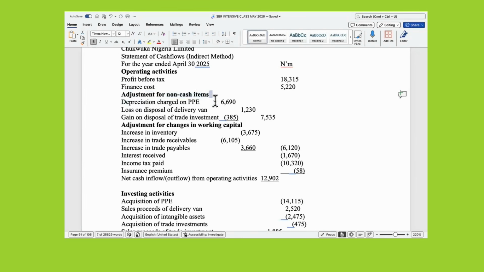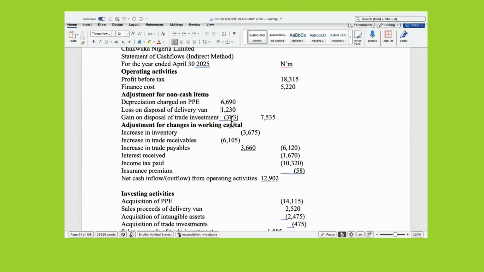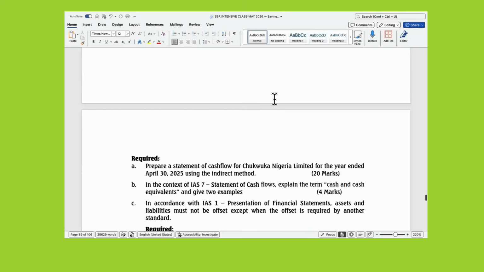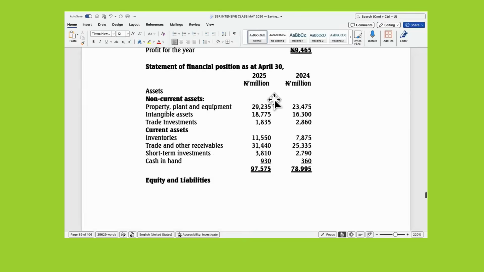First, depreciation. This is an expense that will have been deducted, so we add it back. The same thing for loss on disposal of delivery van. This is an expense that will have been deducted, we add it back. Then gain on disposal of trade investment. This is an income that will have been added, so we deduct it. When we cumulate the three of them, it gives us this amount. So I'm done with admin. I've dealt with all non-cash items in admin.